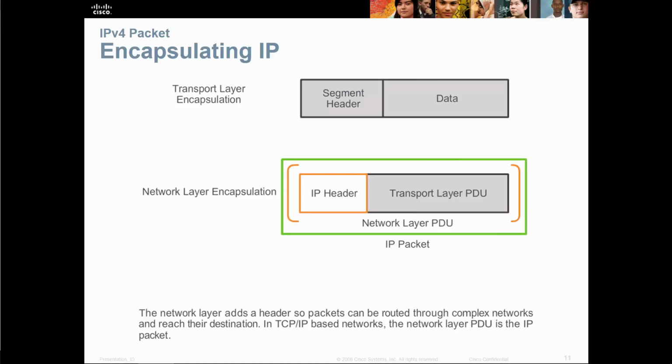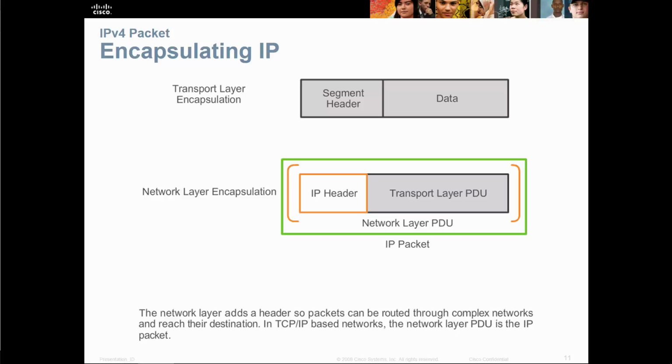The encapsulation portion is, again, it takes a transport layer PDU, which we call a segment, and we pack on an IP header to it. Then it becomes a layer 3 PDU or packet. Versus a layer 4 PDU, which is going to be data with a segment header wrapped around it. The important thing is understanding that at layer 3, it takes the layer 4 PDU and puts an IP header on it. So what does an IP header look like?